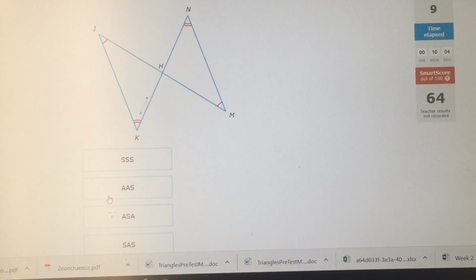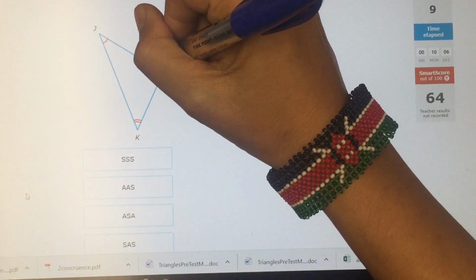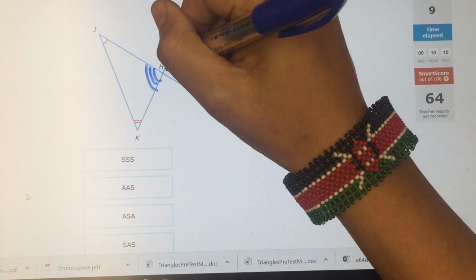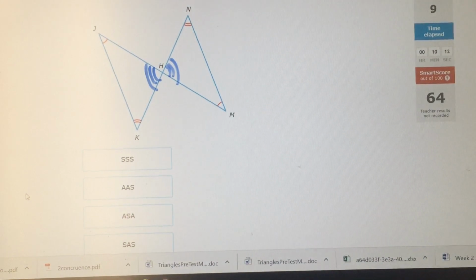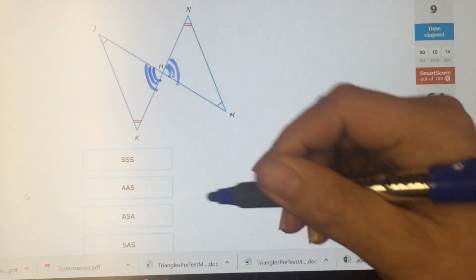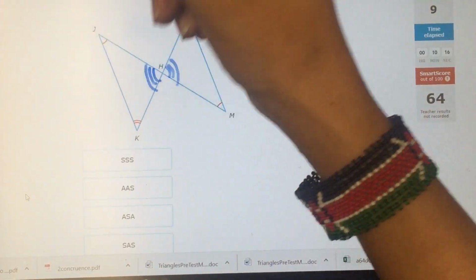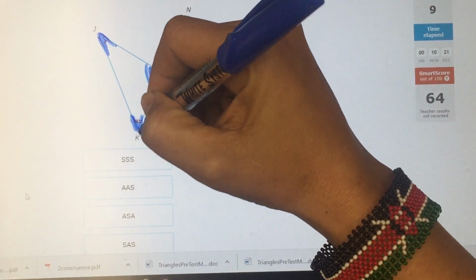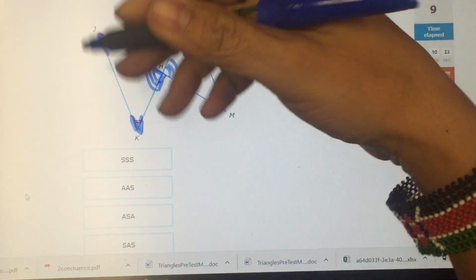All right, anything hidden? Yes, remember vertical angles, folding V's. Because I already have 1 and 2 taken, I will do 3. Because they're all different. And then these congruent, remember, let's just see what's marked. This is marked, this is marked, and this is marked. So they're all marked.